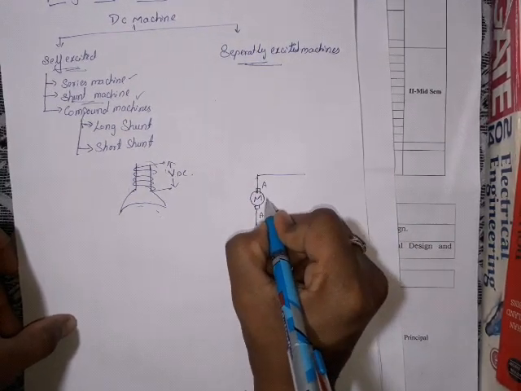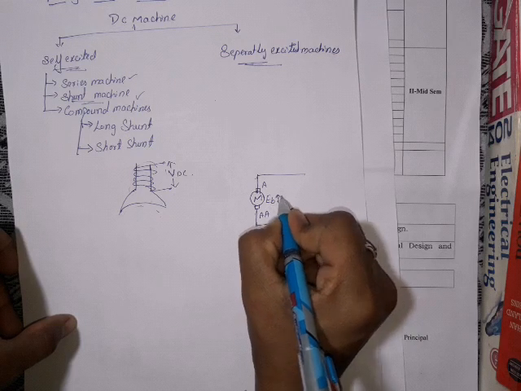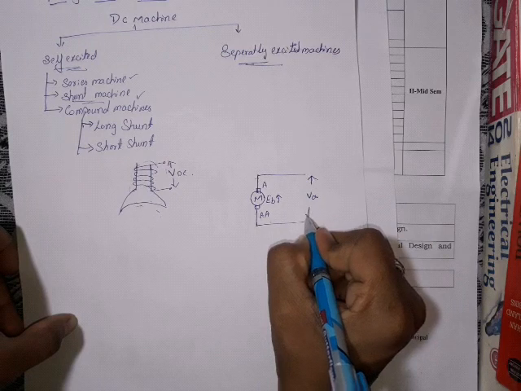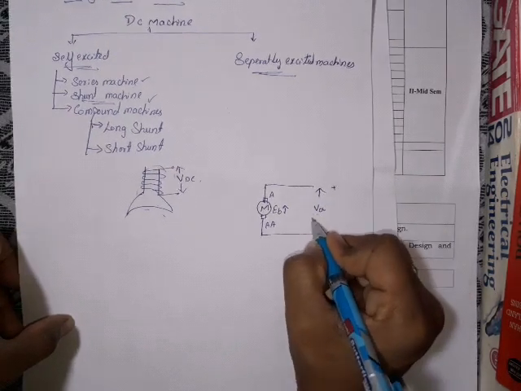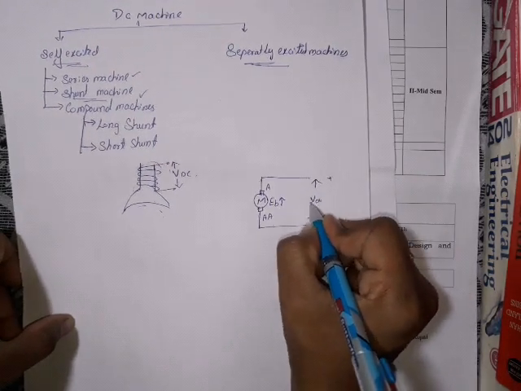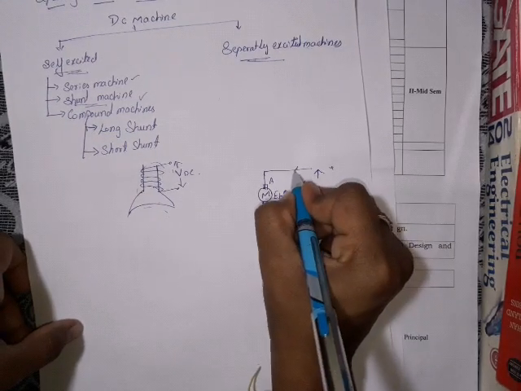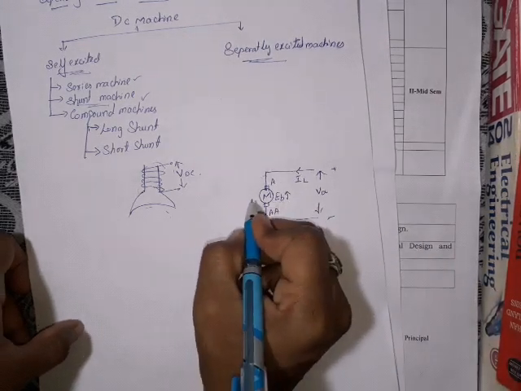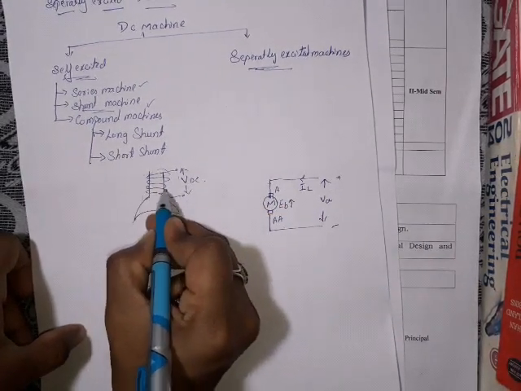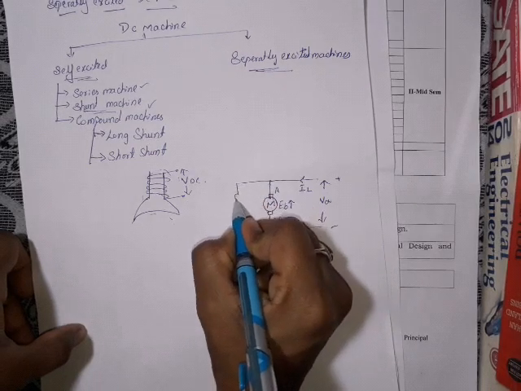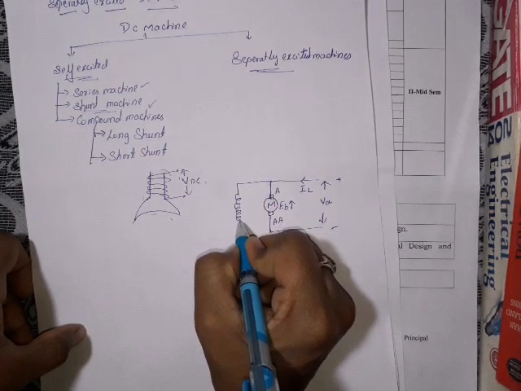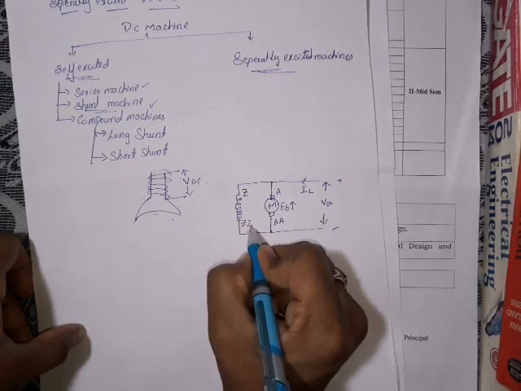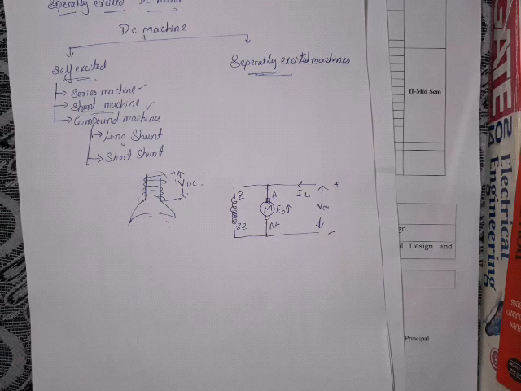So this is going to produce the back EMF in opposition to the supply voltage. Here we have supply voltage. We'll call it VA, that is plus minus. This is nothing but DC voltage. Here we are giving the DC voltage, which is going to take a current, line current. Why is it called shunt machine? Because this field winding is connected in parallel with the armature of the DC machine. Field winding is represented by ZZZ.